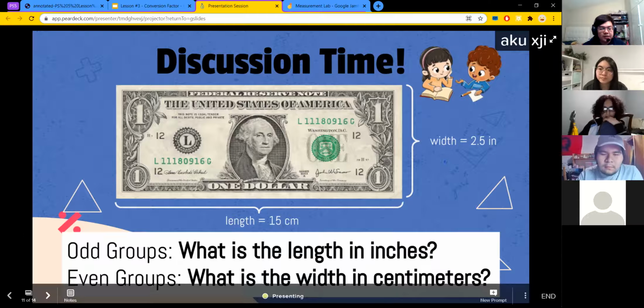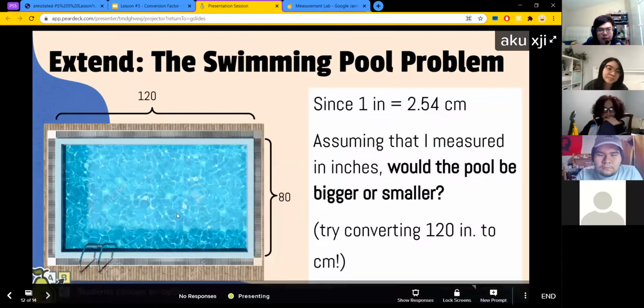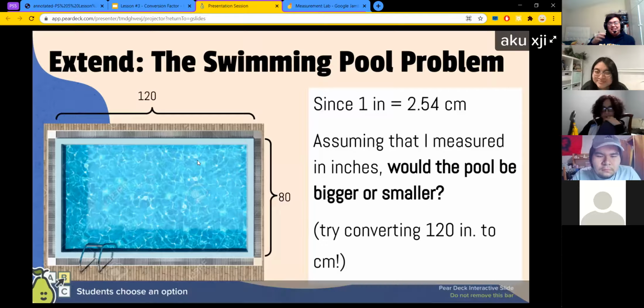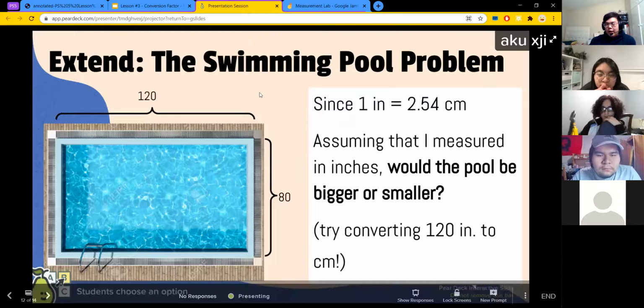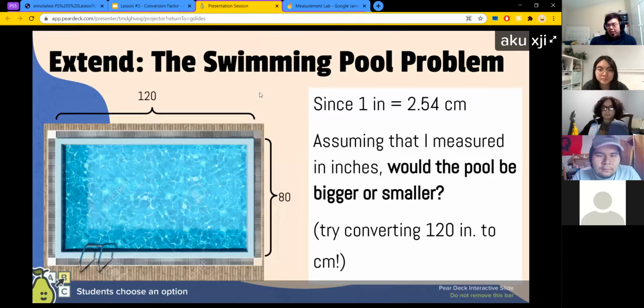Because we discussed that they're the same unit of measurement, so they should be the same, right? All right, moving on. So this is towards the end of our lesson already. Extending, now we're going to look back at the swimming pool. Now that we are experts at conversion, we know that 1 inch is 2.54 centimeters. So let's assume that I measured this pool in inches.